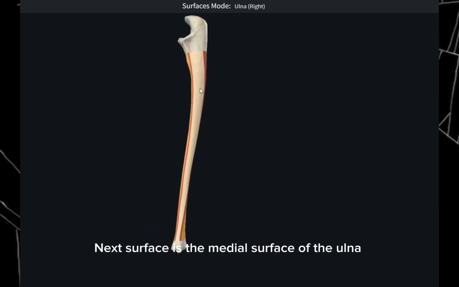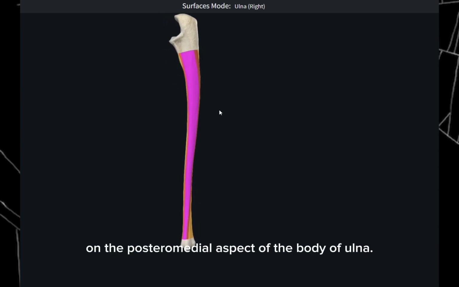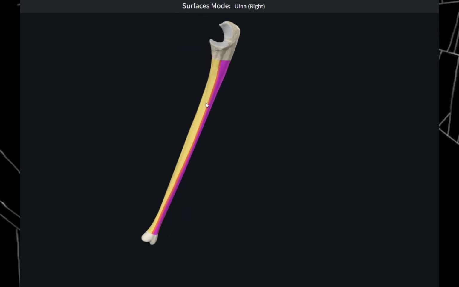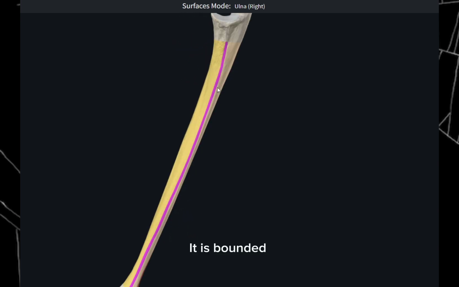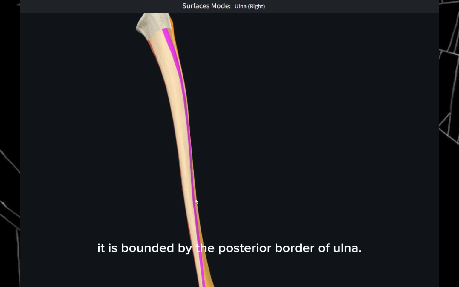Next surface is the medial surface of the ulna, which is a smooth area on the posterior medial aspect of the body of ulna. It is bounded anterior-medially by the anterior border of the ulna. Posterolaterally, it is bounded by the posterior border of ulna.